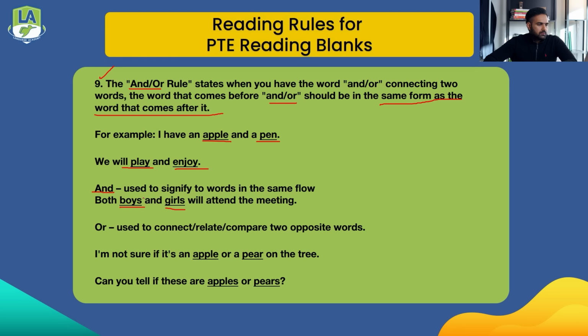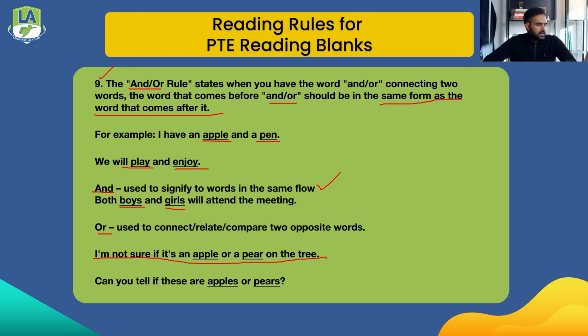And is used to signify the words which are in the same flow. And means the word before and after are going in the same flow. Or is used to contradict things. For example, I'll either have a coffee or a tea. I'll have coffee and tea means I'll have both of these. Or means either this one or the other one.